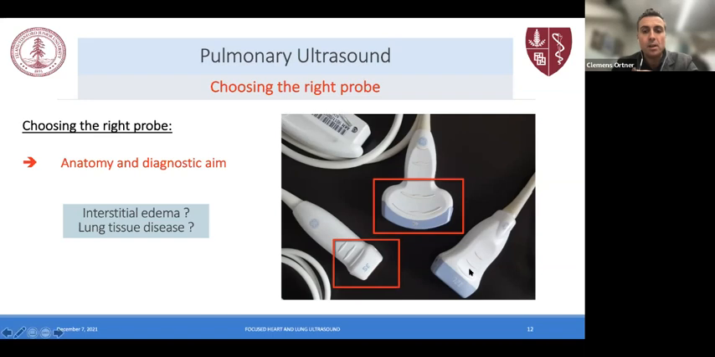And this would be either your phased array probe, that can be your cardiac probe, and actually that's the probe that I mostly use for pulmonary ultrasound, or you can also use the curved linear probe. The advantage of the curved linear probe is that it is available in many other environments where colleagues, for example, do abdominal ultrasound.